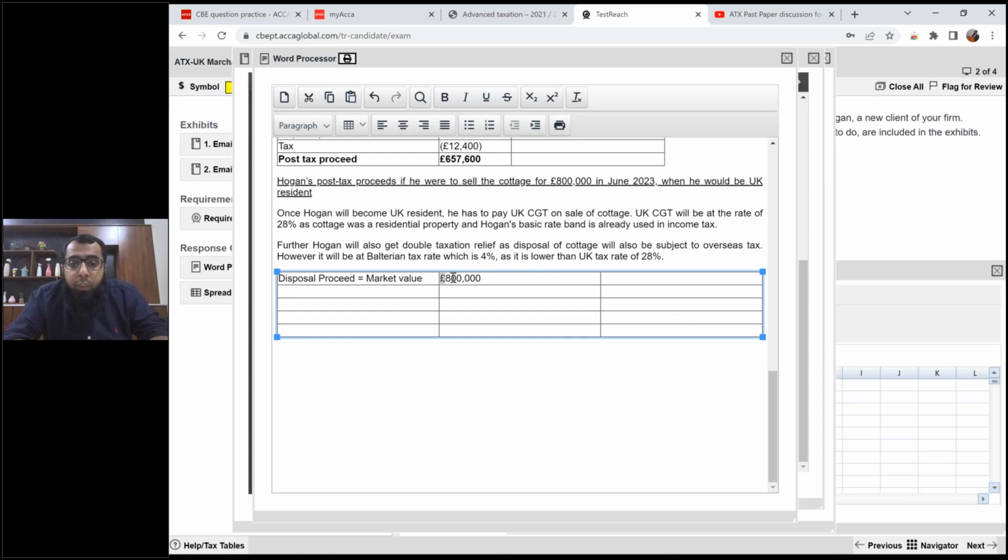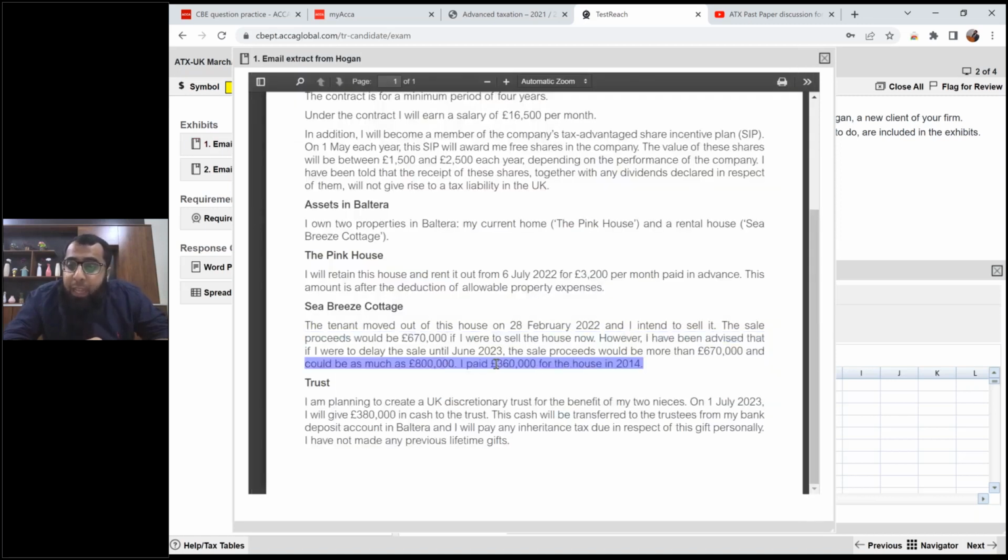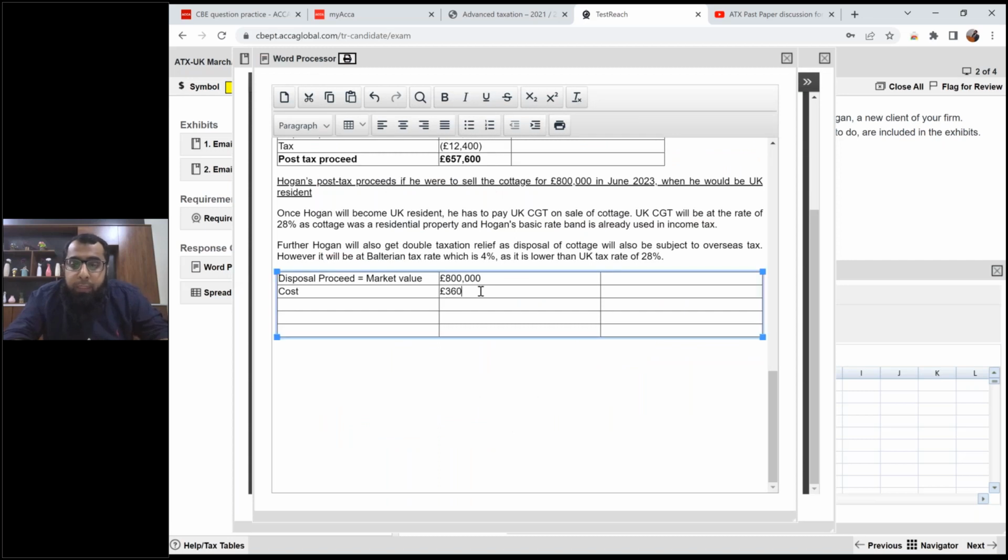What is the cost? The cost will remain same. What is the cost? The cost was £360,000. I paid £360,000 for the house. So the cost was £360,000. So what will be the chargeable gain? 800,000 minus 360,000. The chargeable gain will be 440,000.